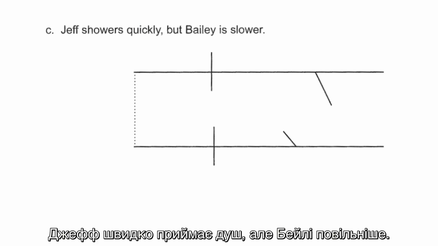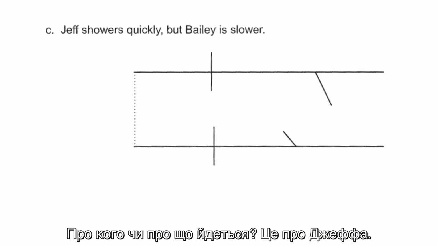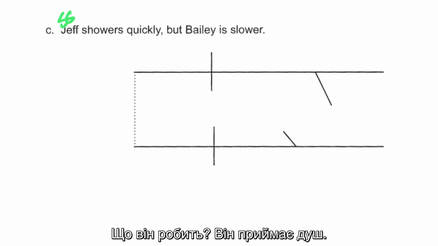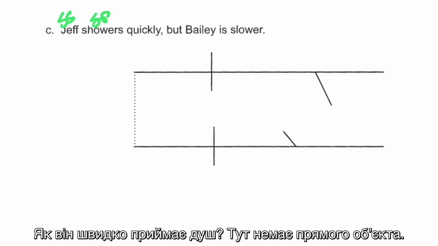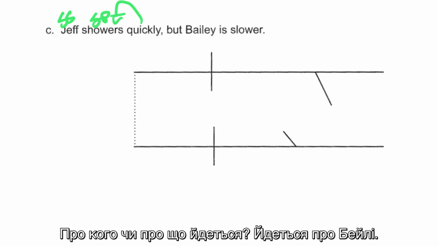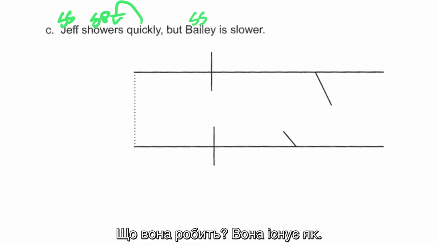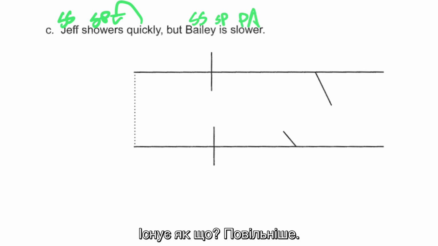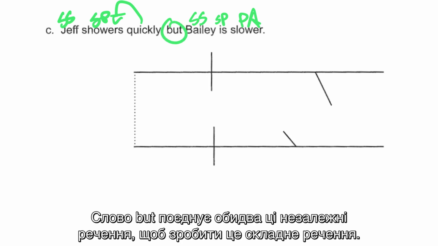Jeff showers quickly, but Bailey is slower. Who or what is this about? It's about Jeff. What does he do? He showers. How does he shower? Quickly. No direct object there. Let's look at the second independent clause. Who or what is this about? It's about Bailey. What does she do? She exists as. Exists as what? Slower. The word but connects both of these independent clauses to make this a compound sentence.